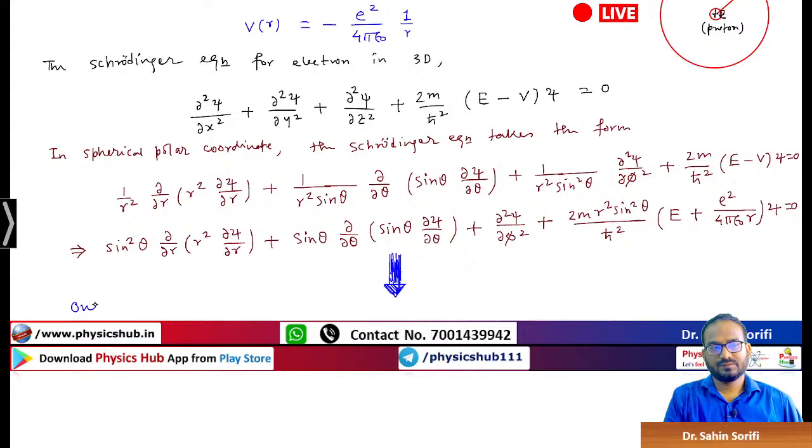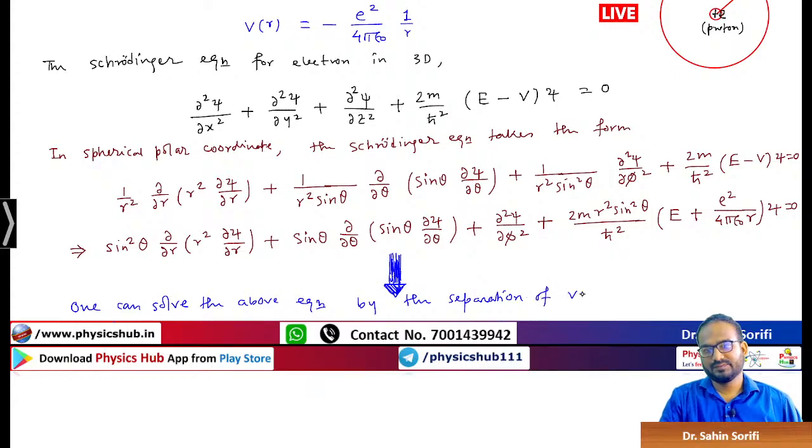so you see, one can solve. What technique are we going to use to solve this? We can use the separation of variables technique. r, theta, phi, these are the variables, they can be separated. So one can solve the above equation by the separation of variables technique.